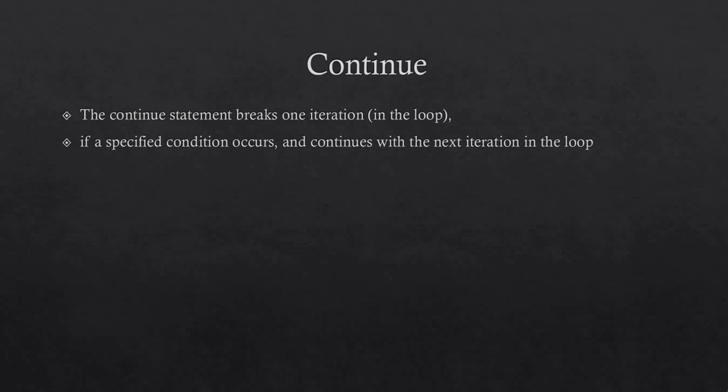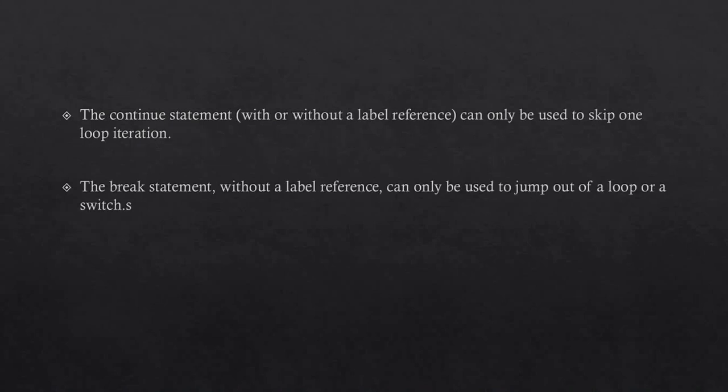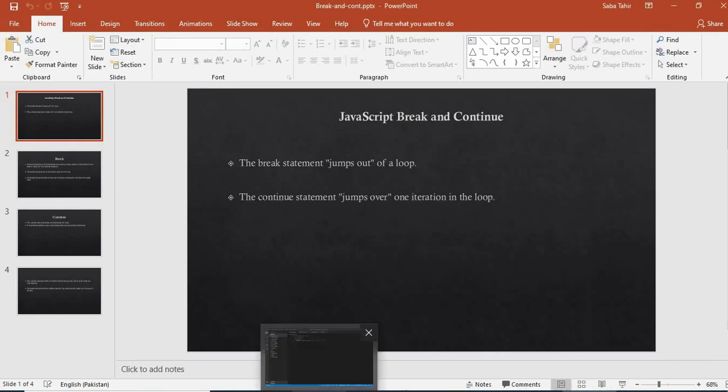The continue statement breaks one iteration from the loop. If a specified condition occurs, it continues with the next iteration in the loop. Then we have break label and continue label. Continue label comes with the continue keyword, then the name of the label comes. We can give the name to the label according to our choice. In break label, first is the break keyword, then the label's name. The name of the label can be anything. This also works in the same way.